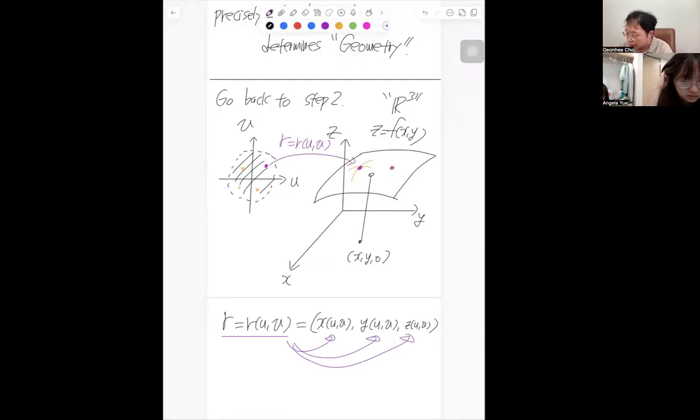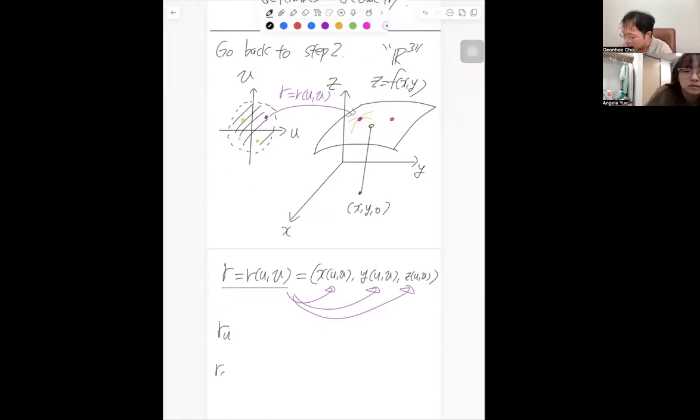Then the notation of r sub u and also r sub v. Now let's try to figure it out. So this is the very fancy notation, just a precise notation of dr du. Have you seen this notation before? Partial derivative. So dr du, dr dv. Questions? So let's describe it.